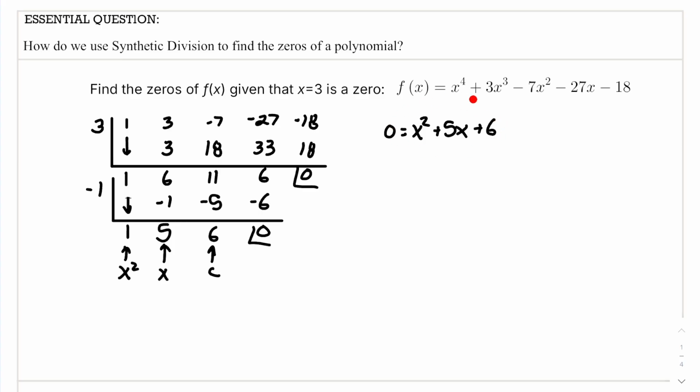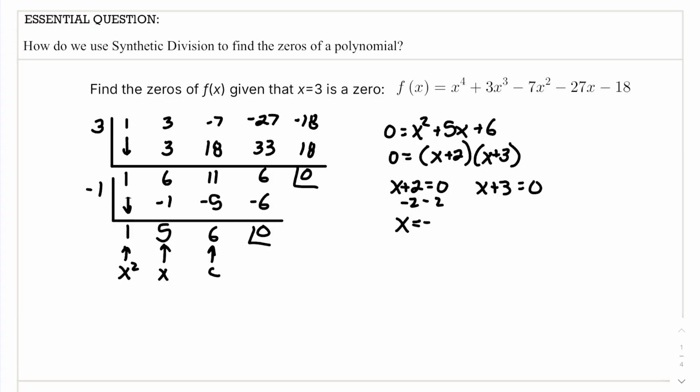So now we can factor this, and we're looking to see what multiplies to give us 6, that adds to give us 5. That's going to be positive 2 and positive 3. Now we have our factors, which means we can set each of our factors equal to 0. And we can solve for x. Subtract 2. Subtract 3.